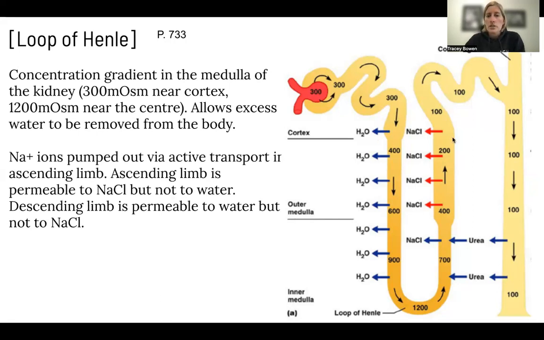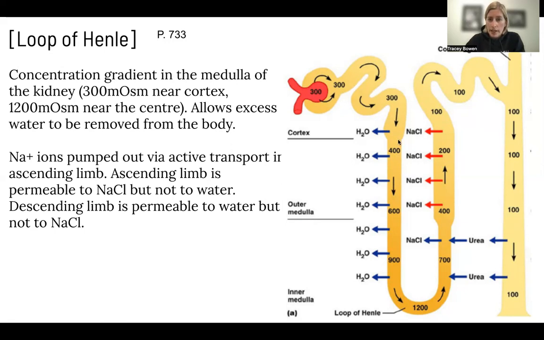And so what's going on here is this section, this is called the ascending loop of the loop of Henle, is going to be pumping sodium ions out of the liquid. And the ascending loop section is permeable to sodium, but it's not permeable to water. So water cannot follow sodium out at this point. The only place that water can follow is on the descending loop.